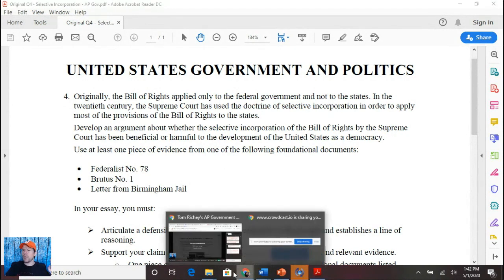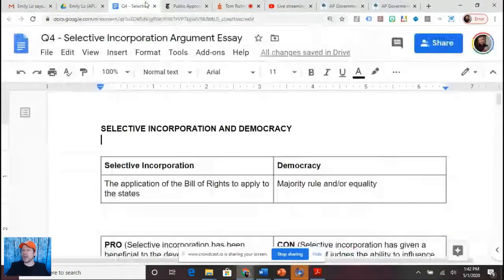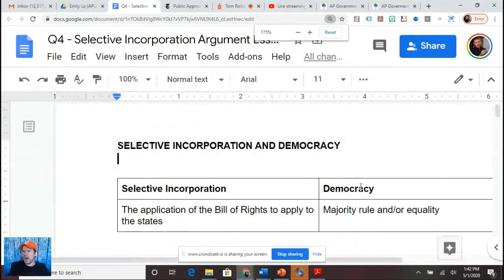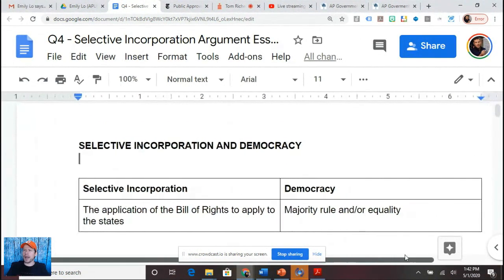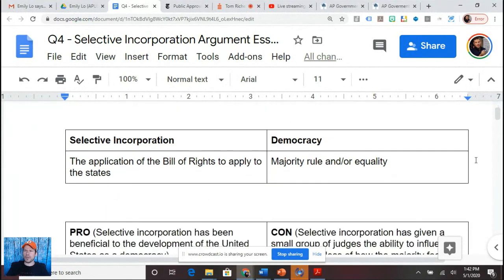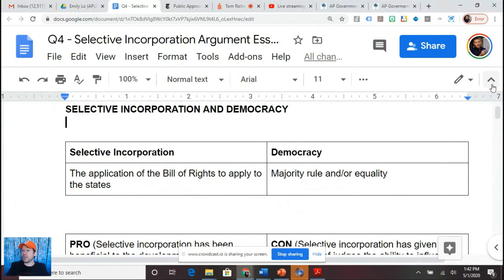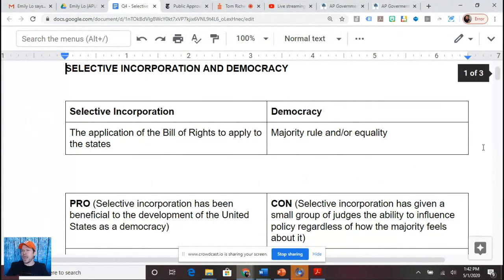Okay, so with that, what we've got to think about is we've got two concepts here: selective incorporation and democracy. So what we're going to think about here is how do we define our terms? We've got the application of the Bill of Rights to the states. And then we see here democracy. It could be majority rule and/or equality. If you think of democracy from an equality standpoint, you could use that. Just be careful about how you define democracy. That's really up to you. Democracy is somewhat of a nebulous term.